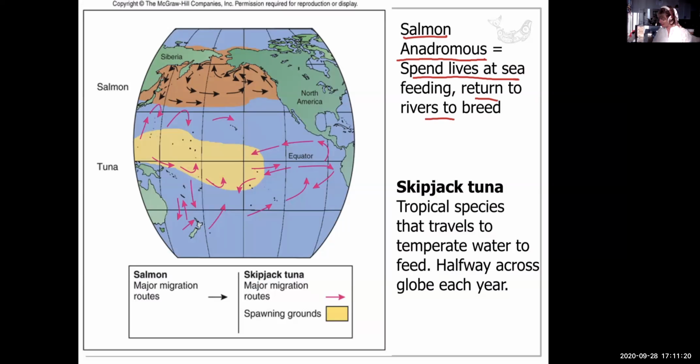So from here, for example, here's Vancouver, and the fishes here go up to the Alaskan Gyre, where there's loads of food and they get big. And interestingly, they can find their way back to the exact place where they were born in the stream that they came from. Yeah. Other fishes like the tuna, they're tropical species. They travel to temperate waters to feed, and they go halfway around the world each year. These are the spawning grounds of the tuna.